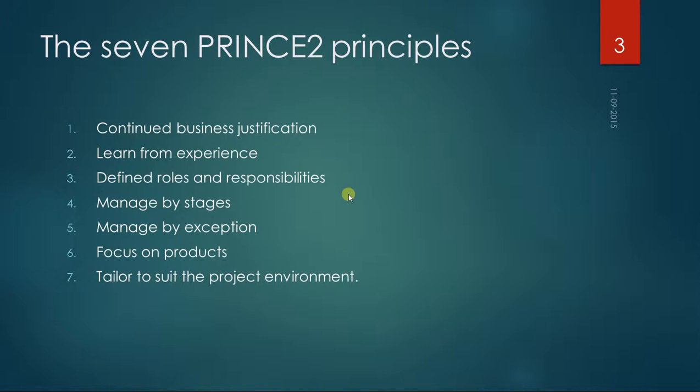And I'm going to go through them one by one, but first we can just have a look at the names here. The first one is called continued business justification, the next one learn from experience, and then define roles and responsibilities. That's always a good idea. Then manage by stages and manage by exception, focus on product and tailor to suit the product environment.